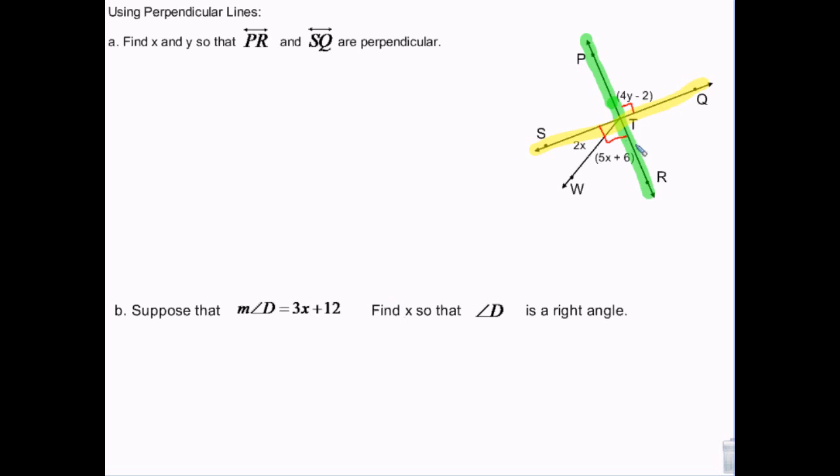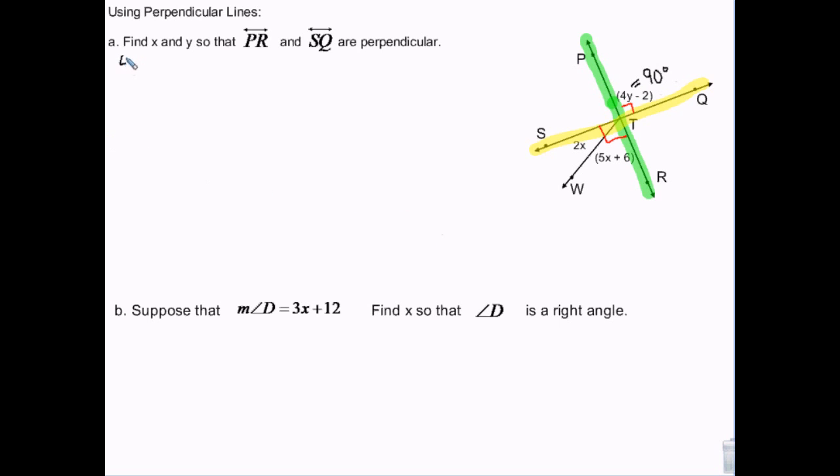We don't know that it is yet because those marks weren't there. I just put them there. But we want to find out, okay, what does Y have to equal for this to be a right angle? And then we want to find out what does X have to equal for these to be a right angle. So I'm going to start with Y because that one's the easier one. Okay, so I want this angle here to be a right angle, which means it needs to equal 90.